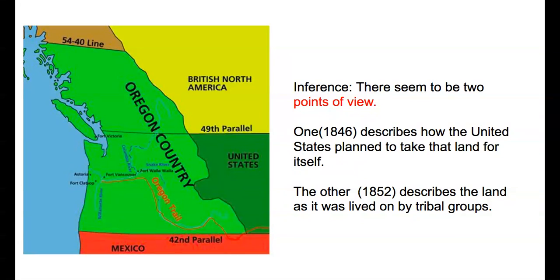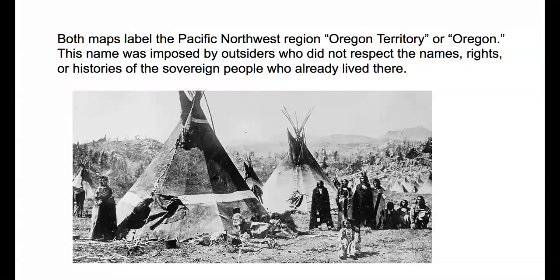An inference you can make is that there seems to be two points of view. One, in 1846, describes how the United States planned to take the land for itself. The other, in 1852, describes how the land was lived on by tribal groups, and it shows the different tribal groups. Both maps label the Pacific Northwest region the Oregon Territory or Oregon.